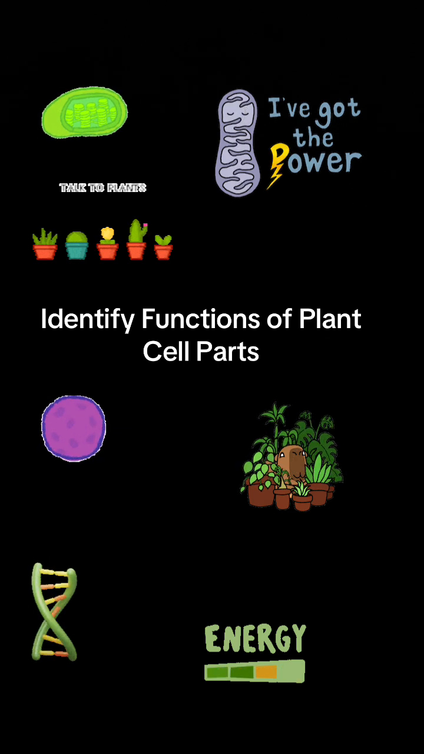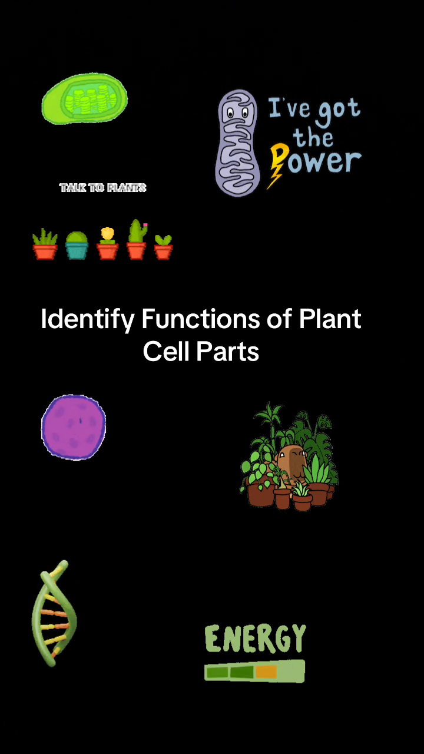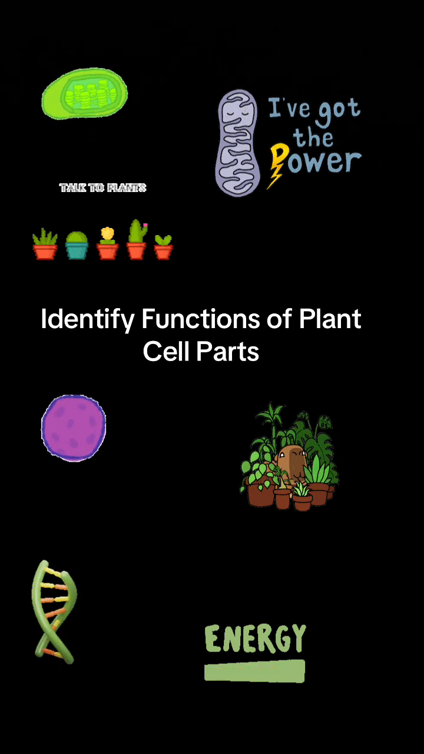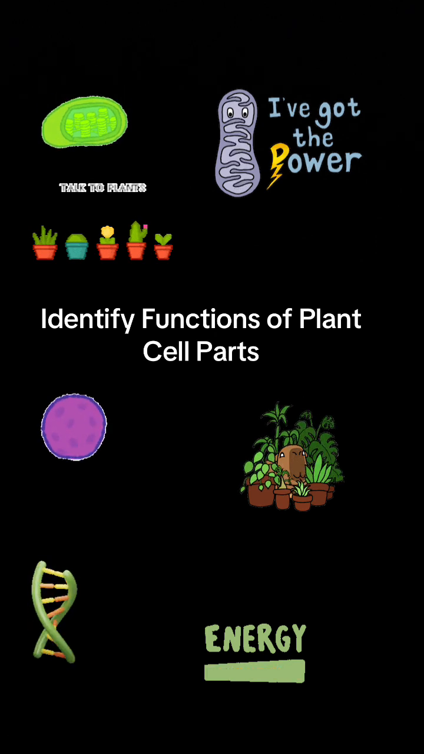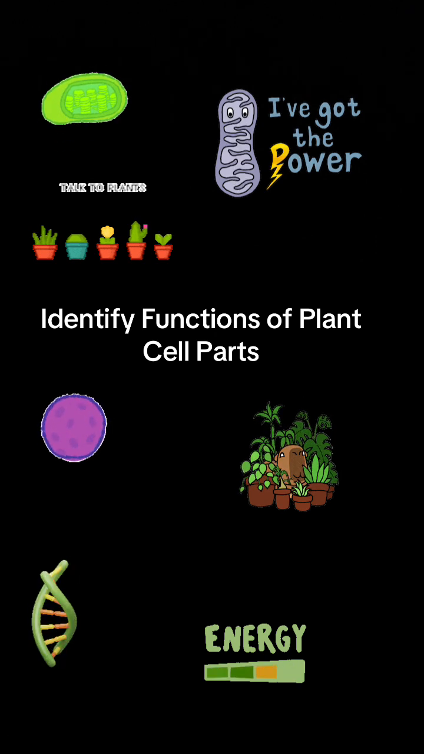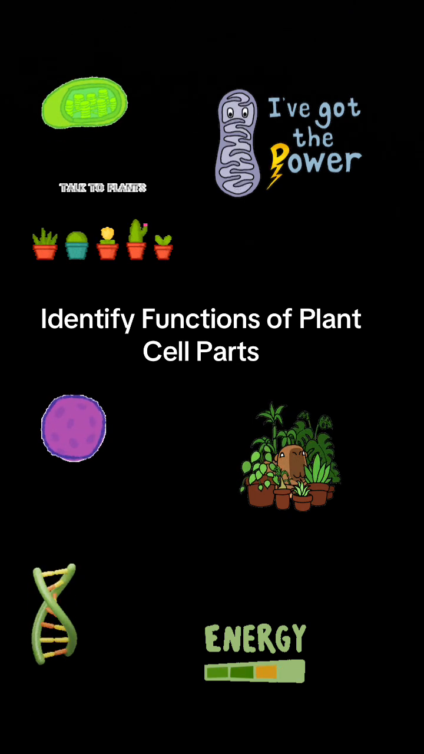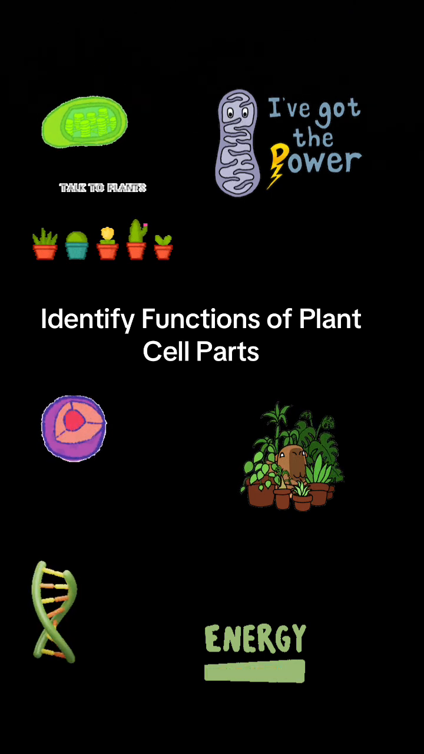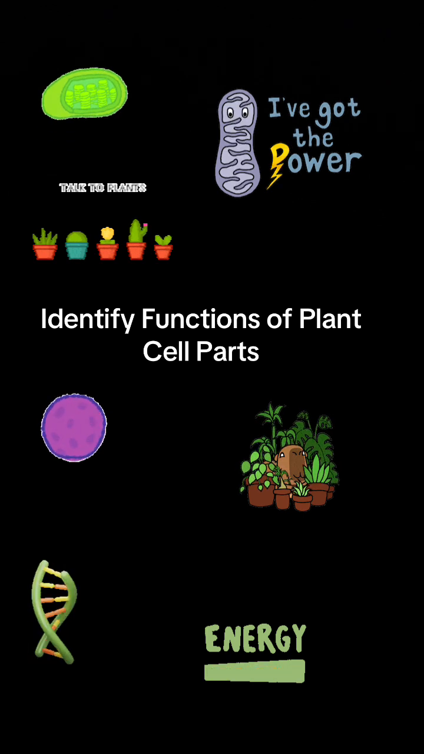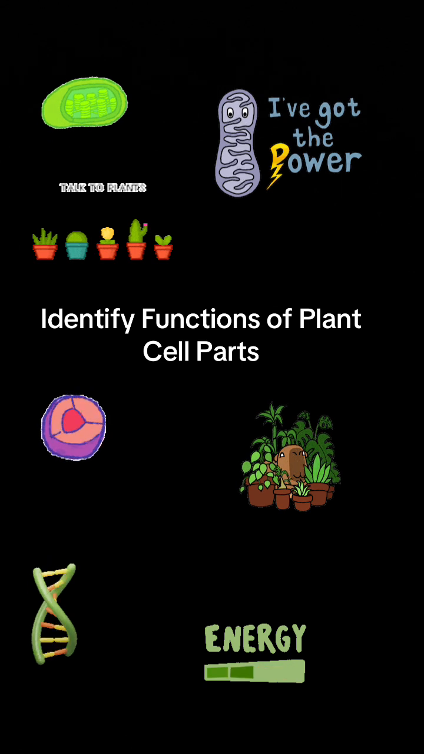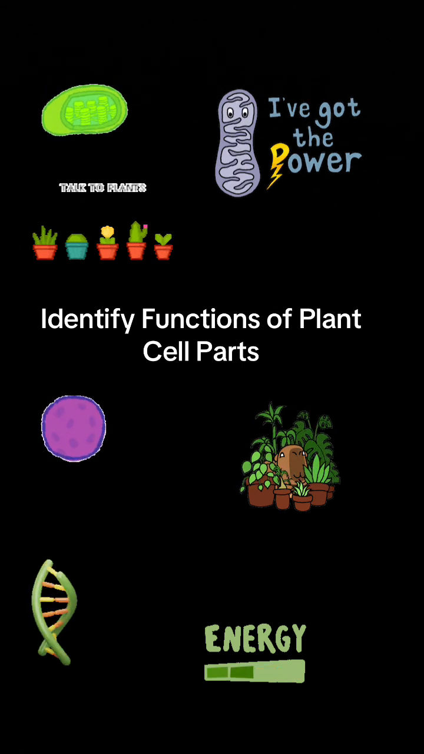Cytoplasm: a gel-like substance that fills the cell, where most cellular processes occur. The nucleus is the control center of the cell, containing DNA organized into chromosomes. The large central vacuole is a large fluid-filled sac that stores water, nutrients, and waste products. Chloroplast: green, plant-specific organelles that contain chlorophyll, where photosynthesis occurs.